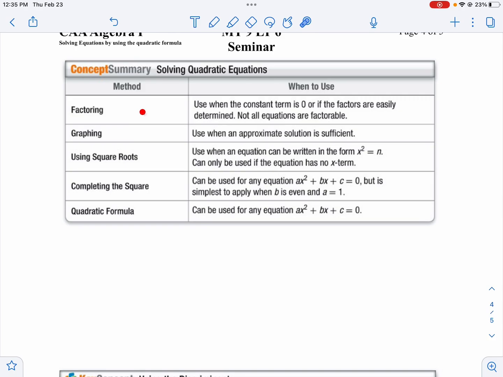Factoring works out pretty short, but it has to equal 0, and not everything is factorable. That's where we come into using the square root, that's pretty basic. If you just have x squared equals a number, just take the square root of both sides.